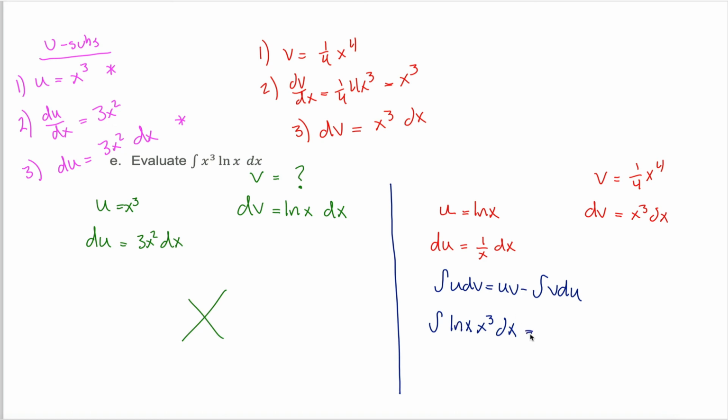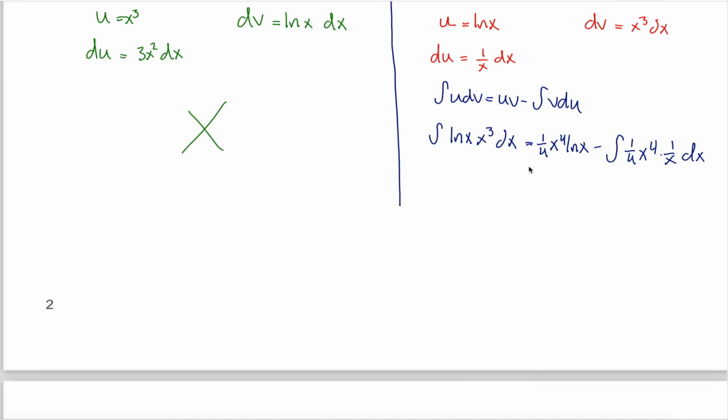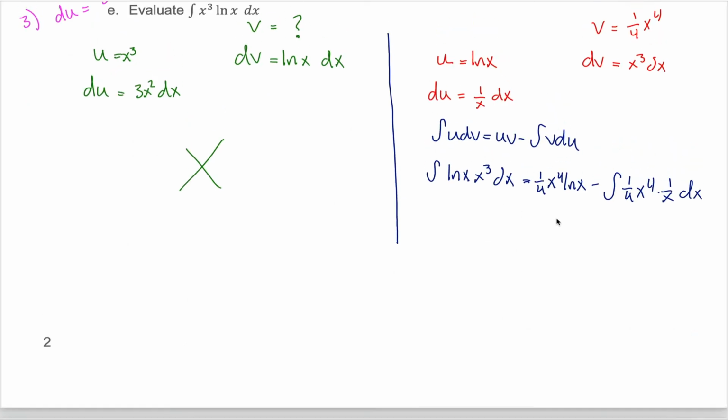That is equal to u times v, so the natural log of x times 1/4 x to the 4th, minus the integral of v du. So 1/4 x to the 4th times 1 over x dx. This thing that was the original question, I have written as a different expression. If I could figure out the right-hand side of this equation, I'd have the answer to the question and I'd be done. Let's see if we can clean up the right-hand side a little bit to make it more doable.